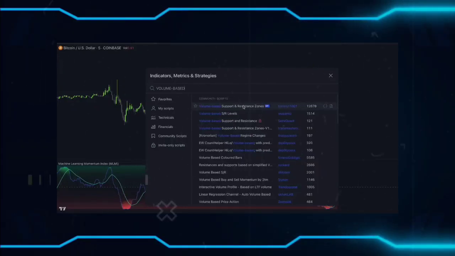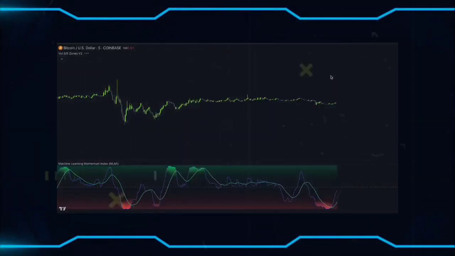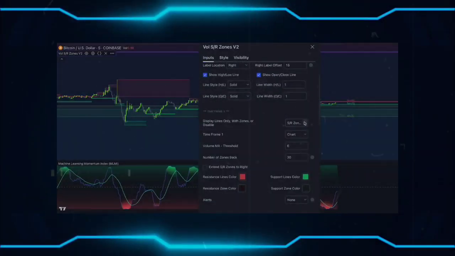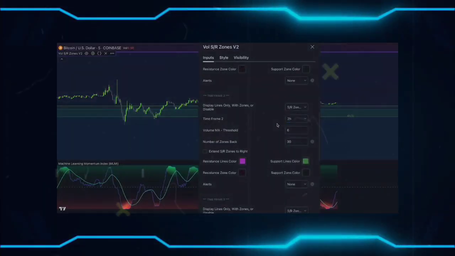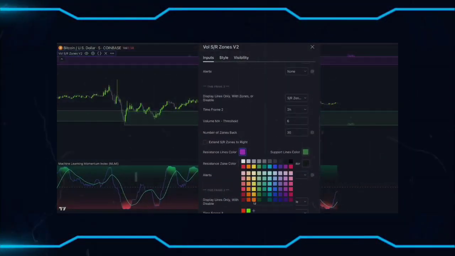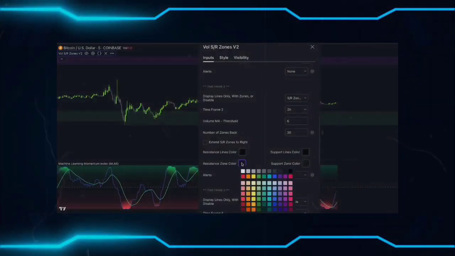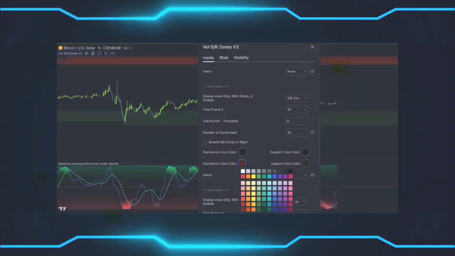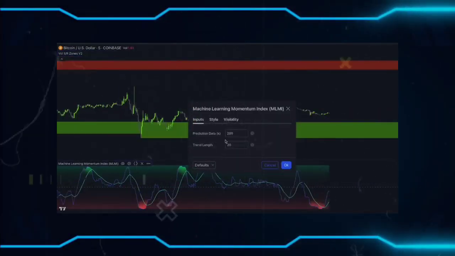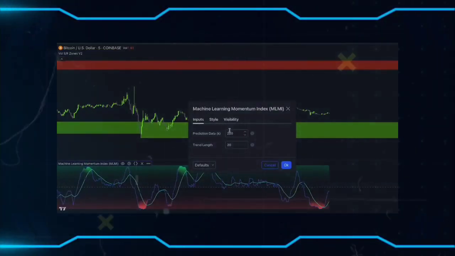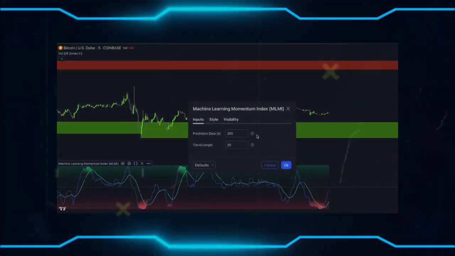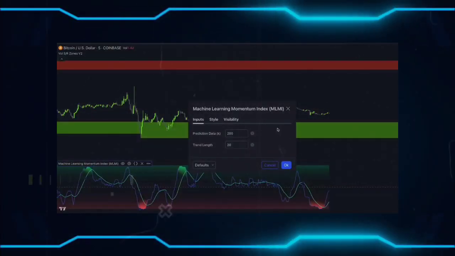Don't worry about the chart looking messy. I'll show you how to fix this in a second. For that, you'll need to open the Support and Resistance Indicators setting and disable all time frames except the 2-hour one. I also like to customize the appearance of these zones. Once you're done configuring the indicator settings, click OK. The Machine Learning Momentum Index indicator settings will remain default. However, you can change these parameters to make the indicator more or less sensitive.